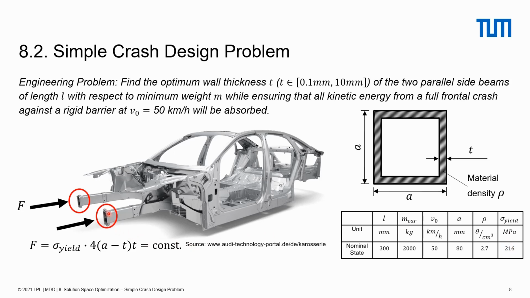And the force while the material starts to deform is F equals sigma yield times the area of the cross section. It is 4 times (A minus T) times T, and this stays constant during the crash.